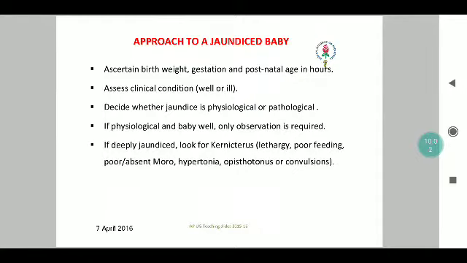First thing we should do is record the birth weight. From the records available, know the gestational age of the baby at birth. Note the postnatal age in hours also, up to day 3, followed by number of days.